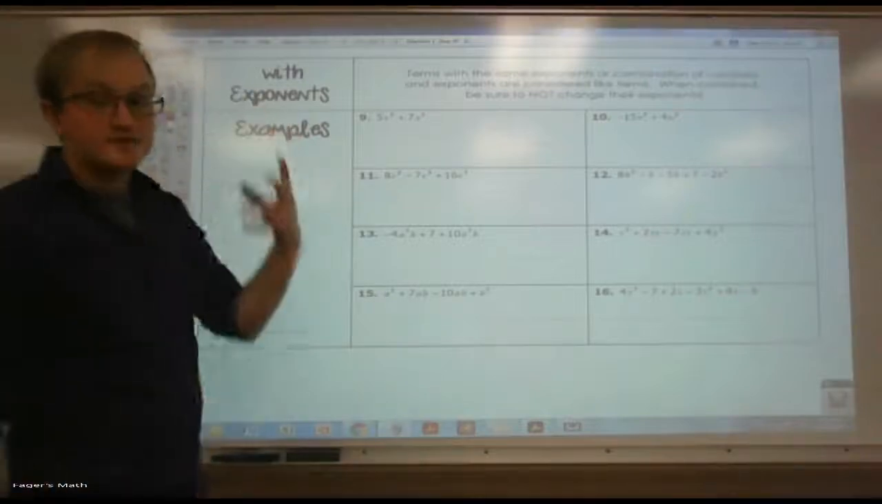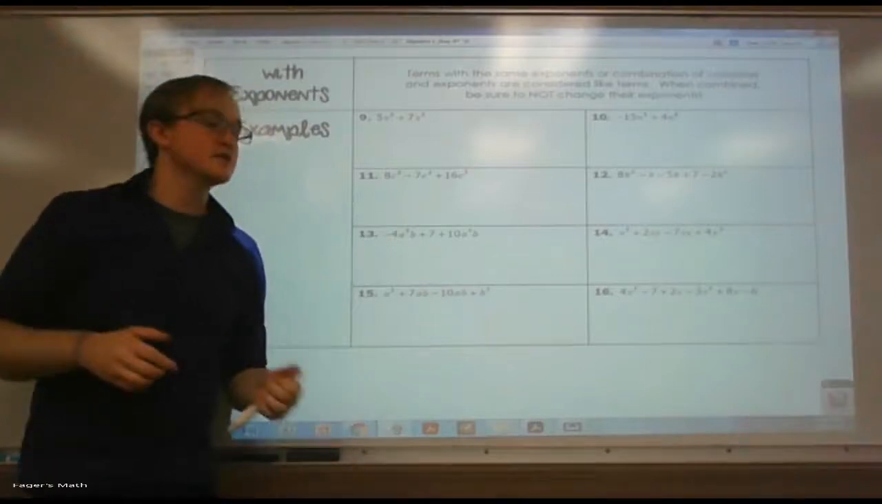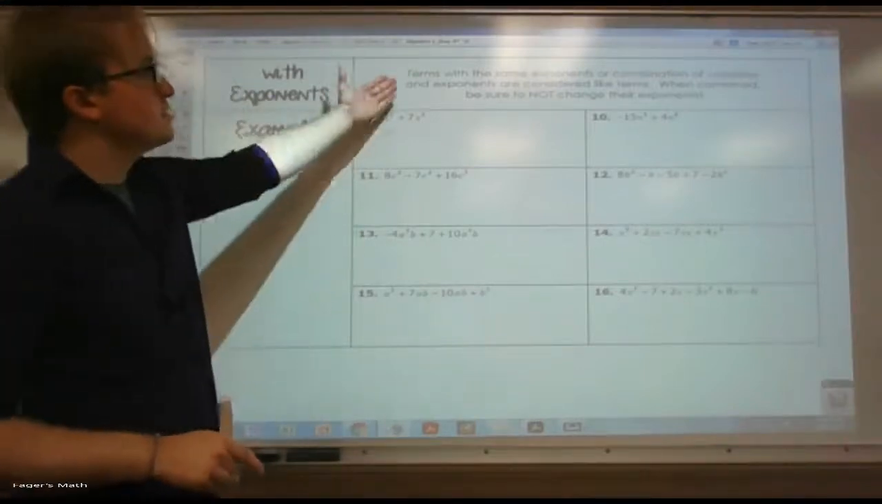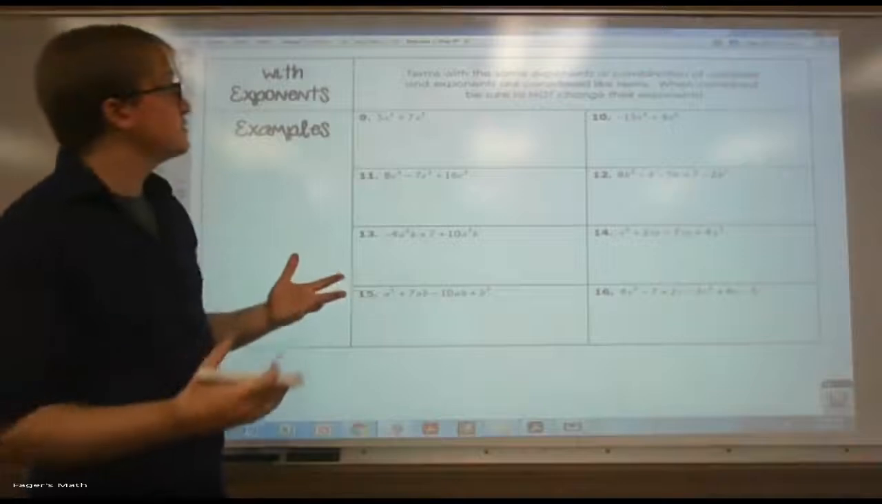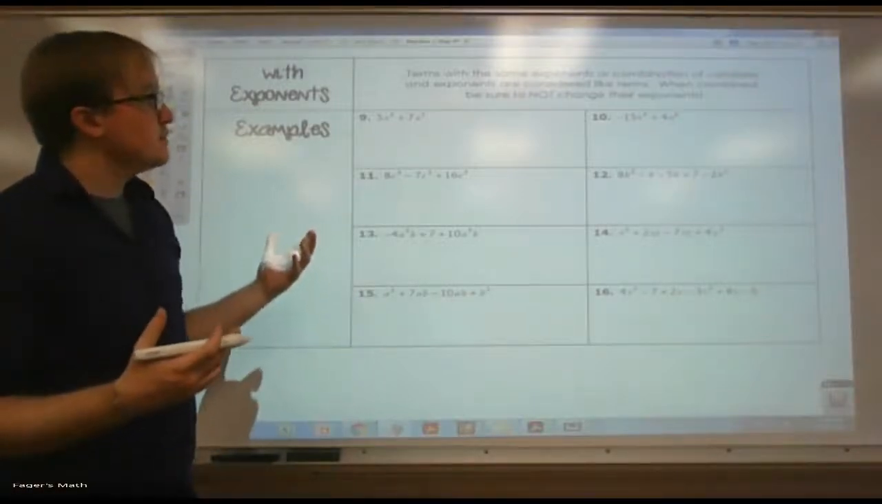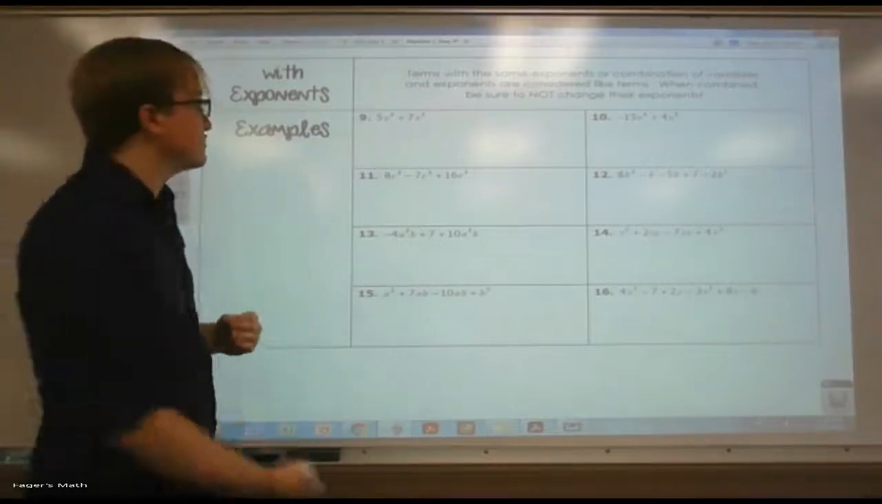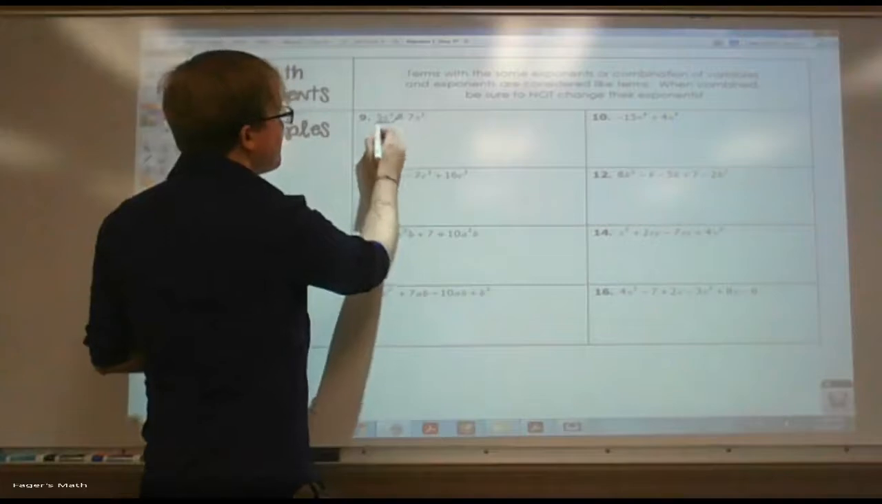Now, what happens when we have exponents? We want to combine like terms with the same exponents. So terms with the same exponents, or combination of variables and exponents, are considered like terms, right? So when combined, be sure not to change the exponents. That's a thing. The exponents don't change. They stay the same.